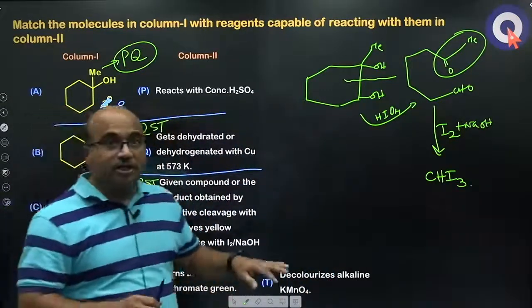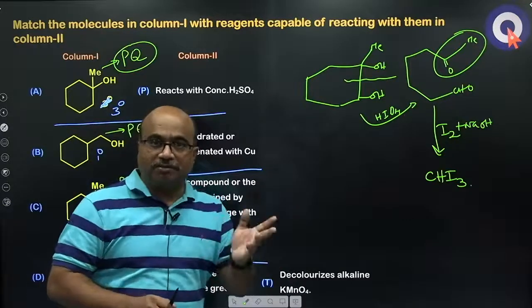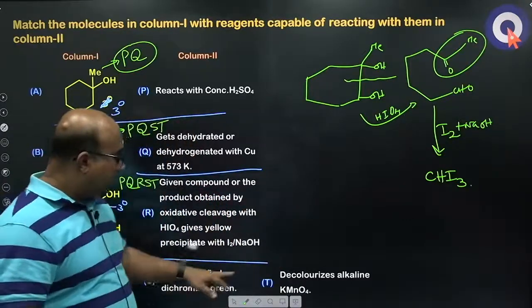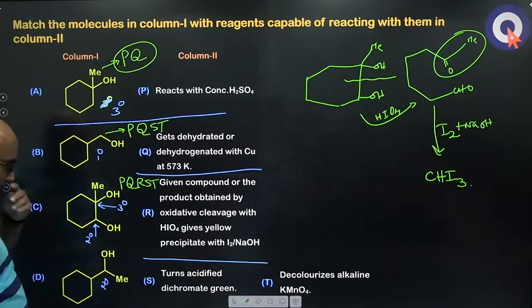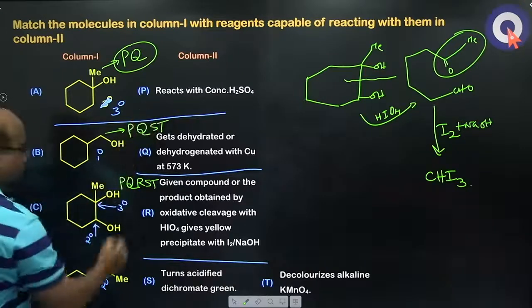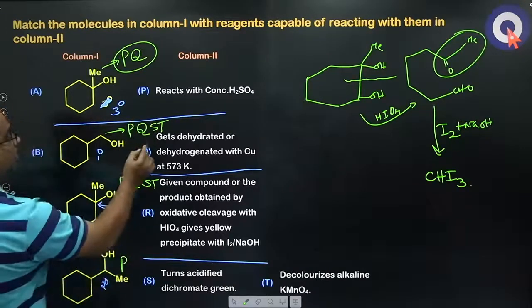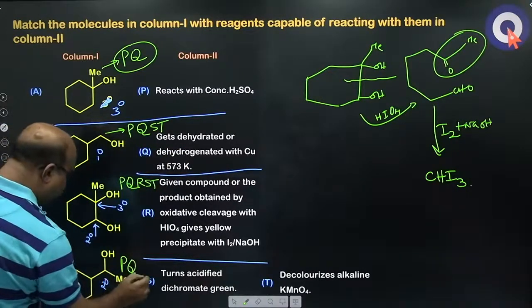But in acidified condition it changes to +2, n-factor is 5. So both these possibilities are there for this. Next, this is a secondary alcohol. So P first, it gets dehydrogenated, Q.